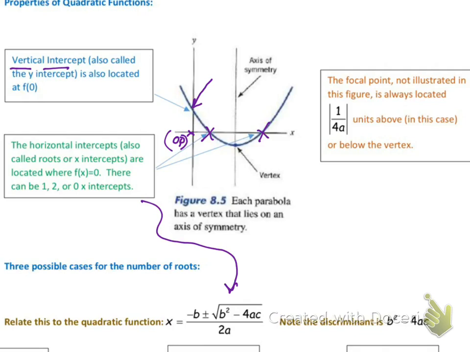Okay, then we have talked a lot about the focal point. We don't have it in here. However, we do know it's going to be somewhere around here because it's going to be inside the arms of the parabola. If I knew what the a is, I could calculate it. Okay, so then on the next page, we're going to talk about the 3 possible cases for the roots of a parabola. So let's do that next.